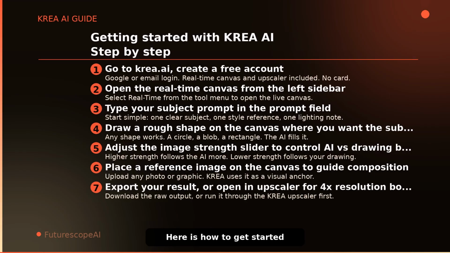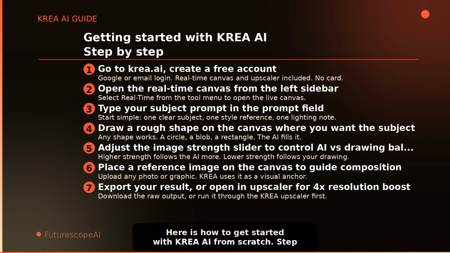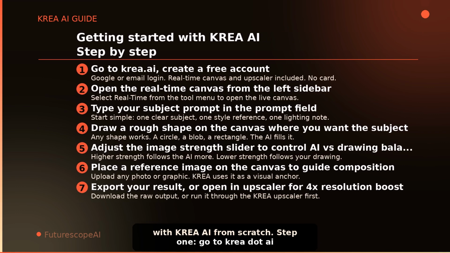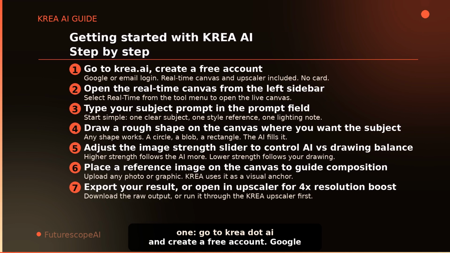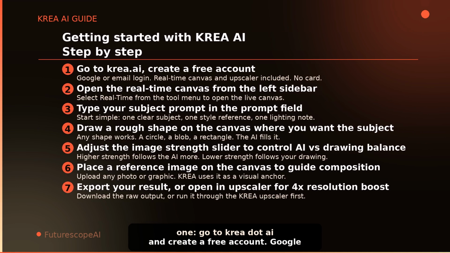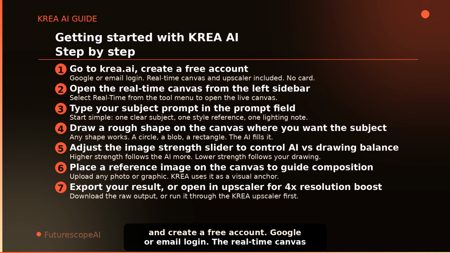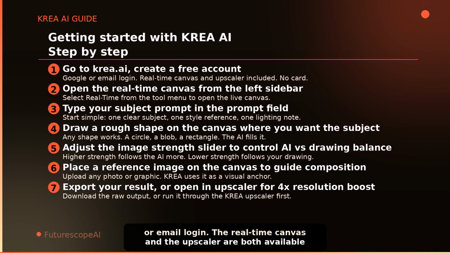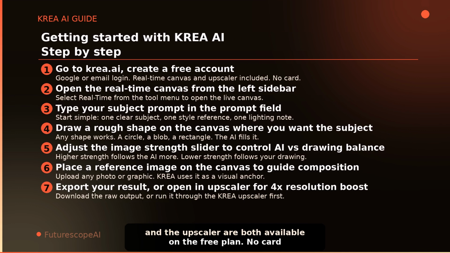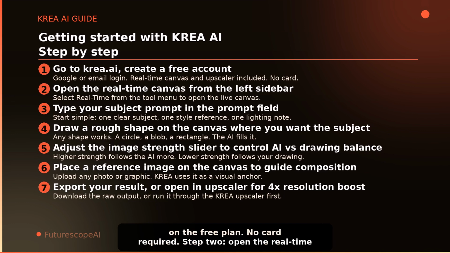Here is how to get started with KREA AI from scratch. Step 1. Go to KREA.ai and create a free account. Google or email login. The real-time canvas and the upscaler are both available on the free plan. No card required. Step 2. Open the real-time canvas from the left sidebar. Select the real-time tool from the menu.